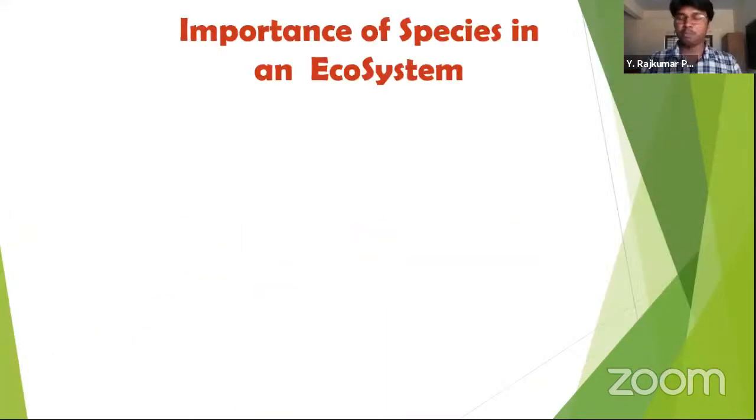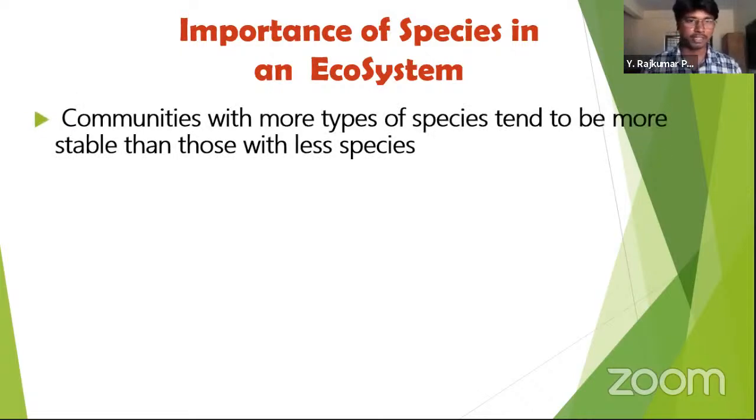Importance of species in an ecosystem. Yesterday, I explained the meaning of ecosystem, isn't it? So there are biotic components and abiotic components in an ecosystem. They live together, and different communities also live together. They make up a complete ecosystem, isn't it? So why are the species important in the ecosystem? First of all, we must know what is meant by species. Yesterday we discussed this. Species are nothing but the group of individuals interbreeding together and sharing the common gene pool and habitat. Let's see why they are important.